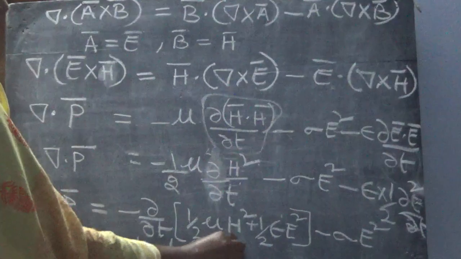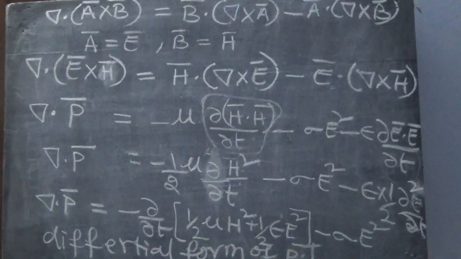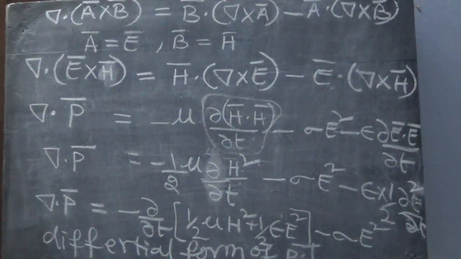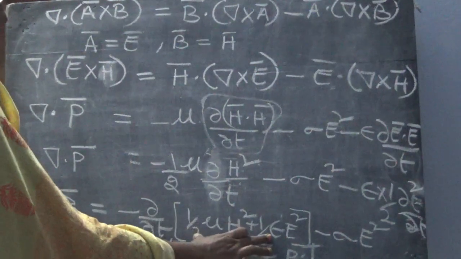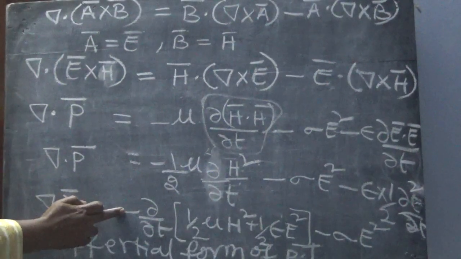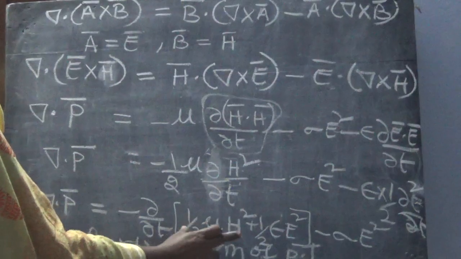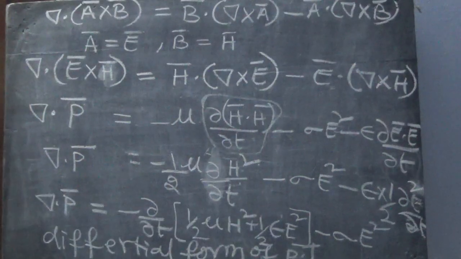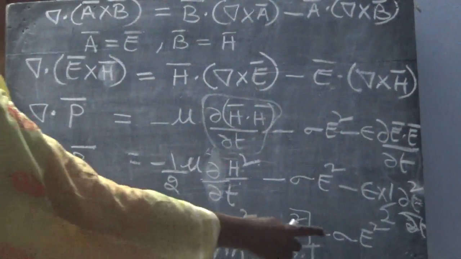Differential form of Poynting theorem. Let us see what it shows. The power flowing out of a volume is equal to the time rate of decrease of the energy in the field or wave minus ohmic loss. The decrement is minus, the time rate is ∂/∂t of the energy: half μH² is the magnetic field energy and half εE² is the electric field energy. So, time rate of decrement of energy within the wave minus ohmic losses.